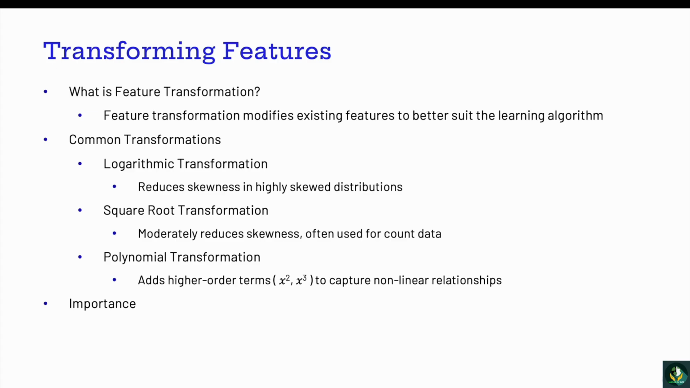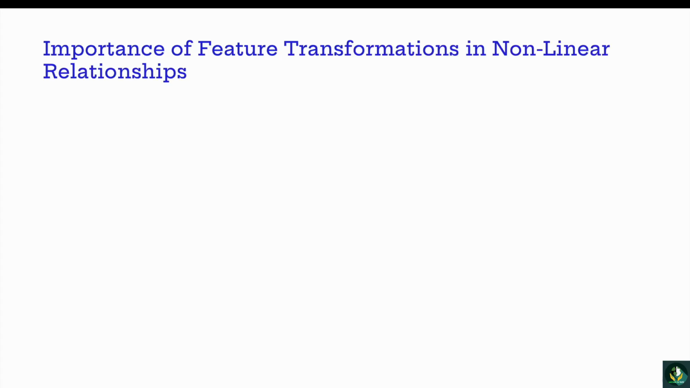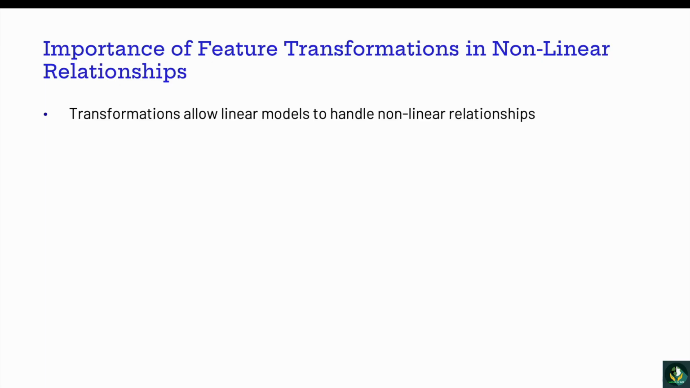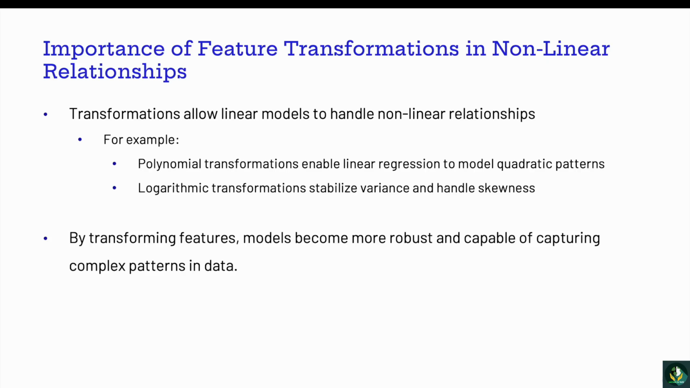The importance of this is it enhances the model's ability to fit nonlinear relationships and makes distributions more normal, aiding algorithms that assume normality. Now let's talk about the importance of feature transformation in nonlinear relationships. Transformations allow linear models to handle nonlinear relationships. For example, polynomial transformations enable linear regression to model quadratic patterns, whereas logarithmic transformations stabilize variance and handle skewness. By transforming features, models become more robust and capable of capturing complex patterns in the data.